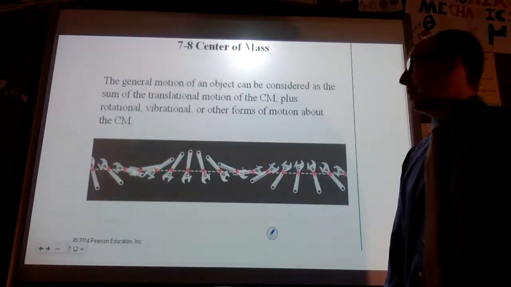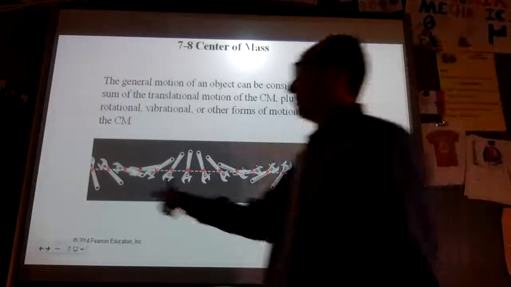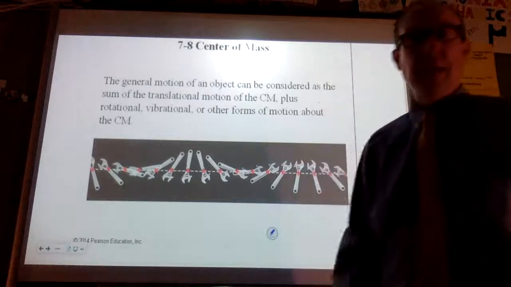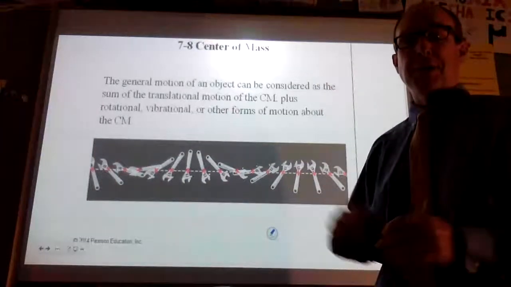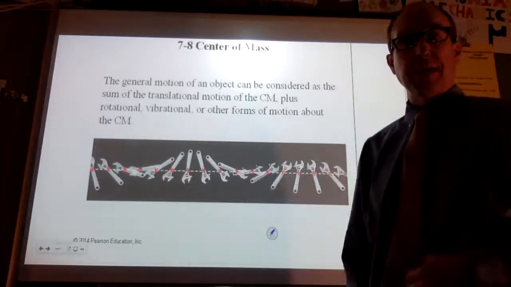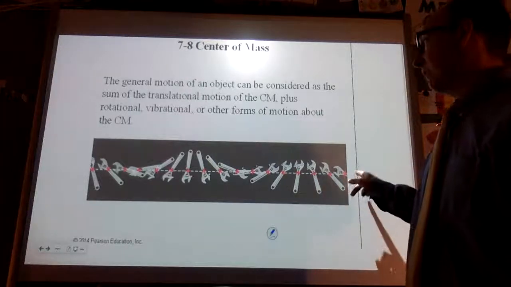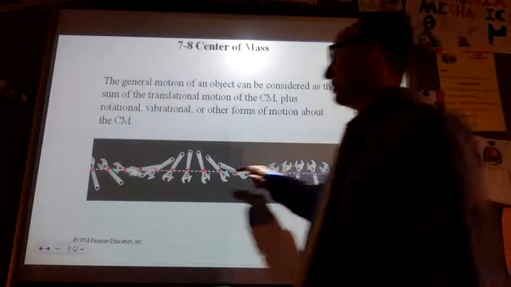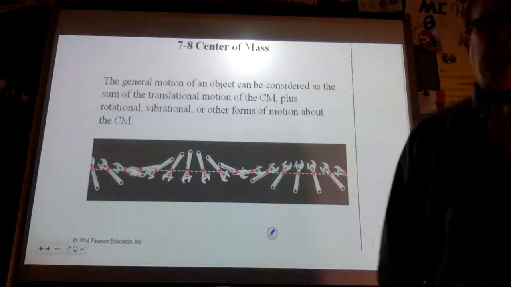Here's a wrench. If I were to balance a wrench, I could balance it at that point. So I can take all of the mass to be at that point. And when this crescent wrench is thrown across the screen, it looks like it is flying in an unusual pattern, but really if we follow the center of mass, it's just going in a straight line.